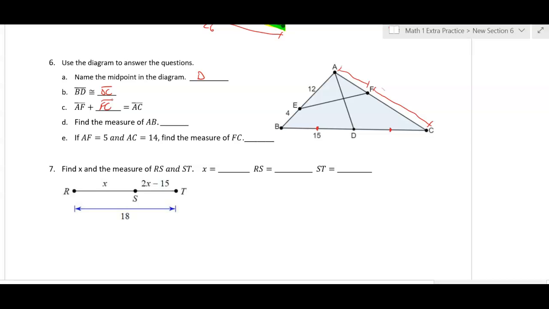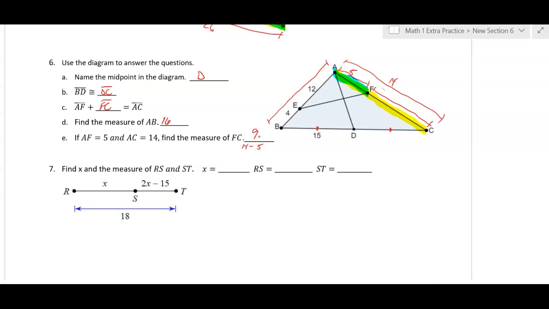Letter D, if I had to find the measure of AB, if I look, AB is here. I'm just going to take AE and EB, add them together. 12 plus 4 would be 16. And if AF is 5 and AC is 14, find the measure of FC. That would just be 14 minus 5, because if you notice, these overlap here. So that whole thing is 14. This piece is 5. If I take that off, I'm left with the rest, which is going to be 14 minus 5, which is 9.